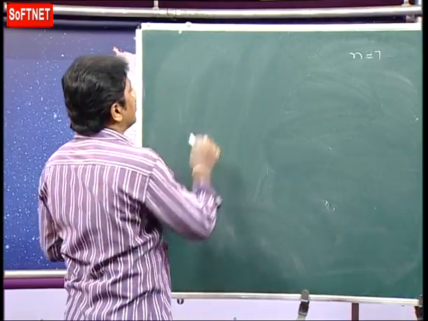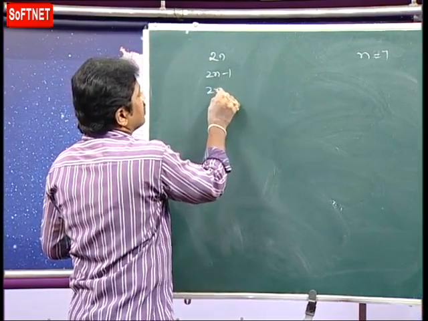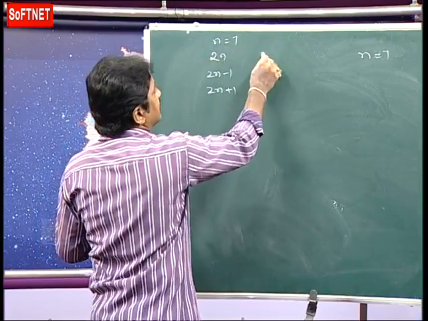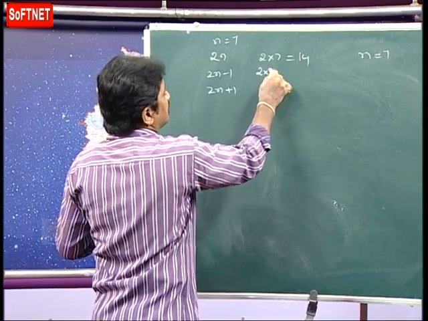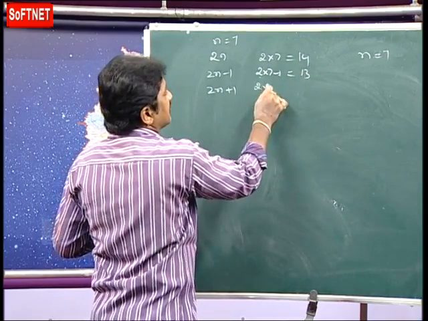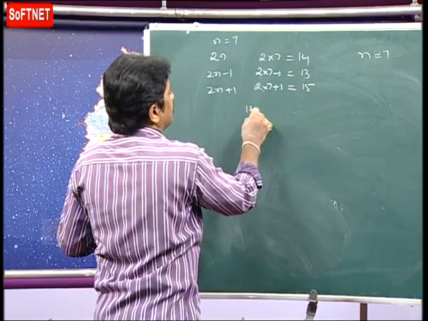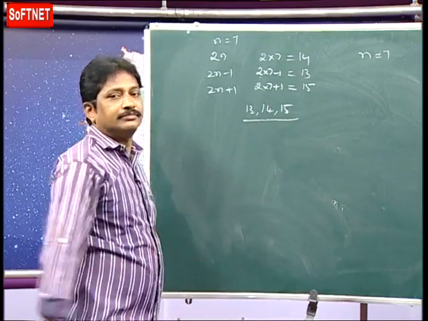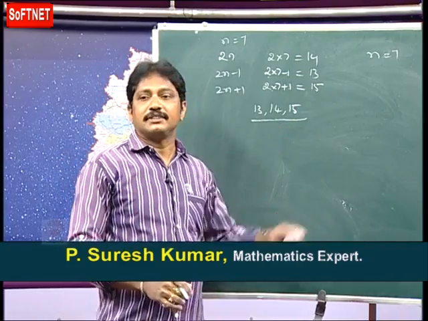What are the sides you got? One is 2n, 2n minus 1, 2n plus 1. What is the value? n equal to 7. So, one side is 2 of 7, which is 14. Other one is 2 of 7 minus 1, 14 minus 1, 13. One more is 2 of 7 plus 1, 14 plus 1, 15. So, the sides may be 13, 14 and 15. Correct? Like this you can find the sides of the triangle.